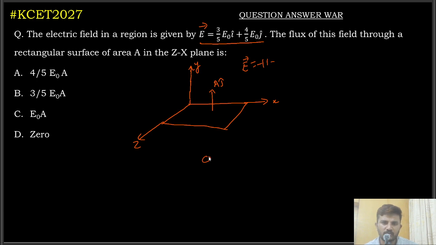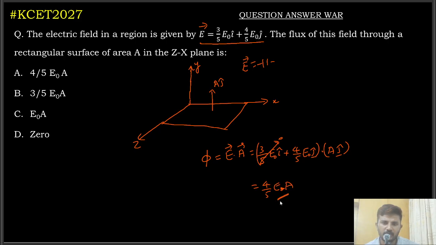Now how do you calculate flux? Flux is given by E dot A. E is 3 by 5 E naught I cap plus 4 by 5 E naught J cap, dot the area, which is along J cap. J cap into J cap is 1, and J cap into I cap is 0, so that term becomes 0. Only 4 divided by 5 E naught into A will remain. So 4 by 5 E naught A, option 1, is correct.